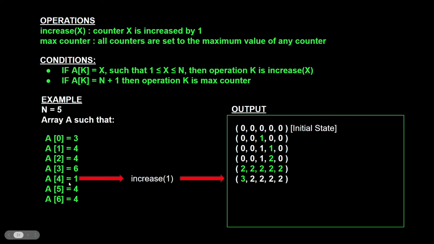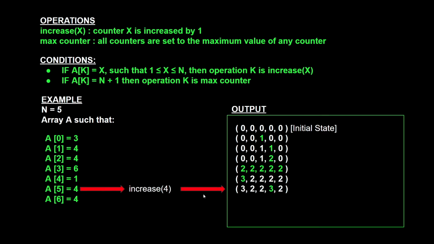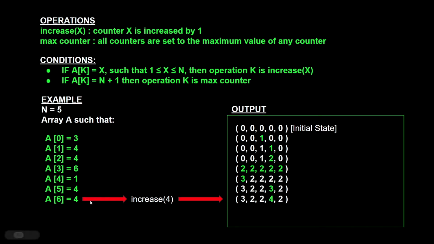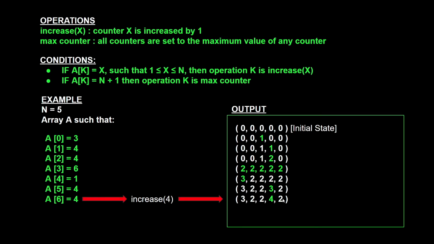A at 4 is equal to 1, so we want to increase element 1 by 1, so we have 3. A at 5 is equal to 4, so we want to increase 4 by 1. And then A at 6 is equal to 4, so we also want to increase 4 by 1. And this is our final array that we get from the operation. So the final output would be this array: 3, 2, 2, 4, 2. And that's what we want to output to the code.